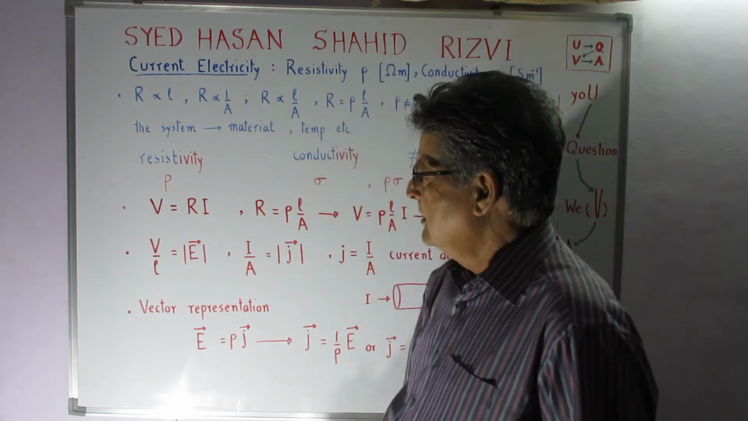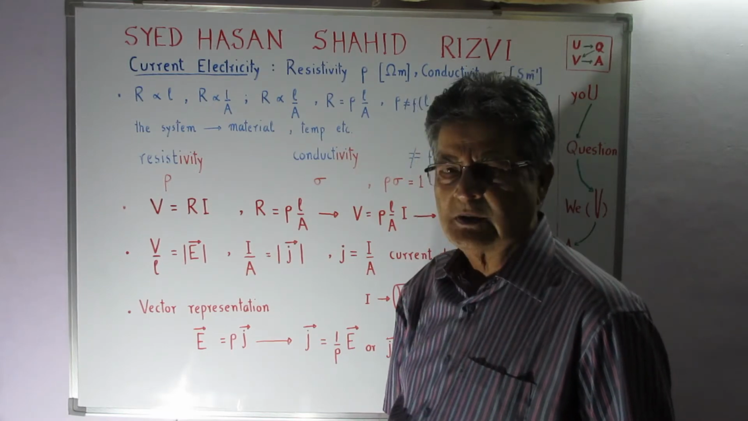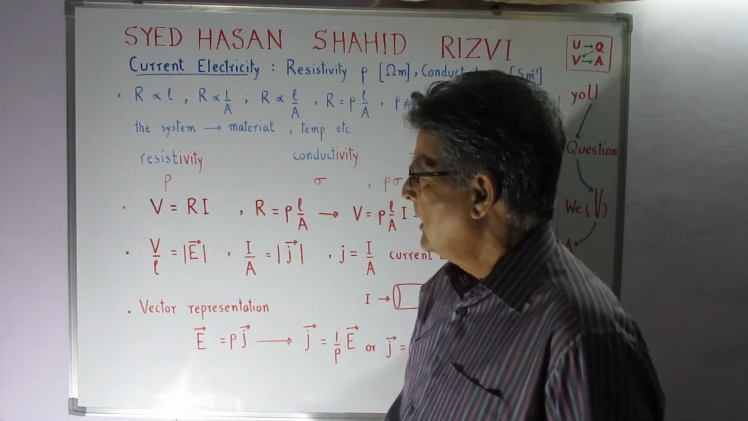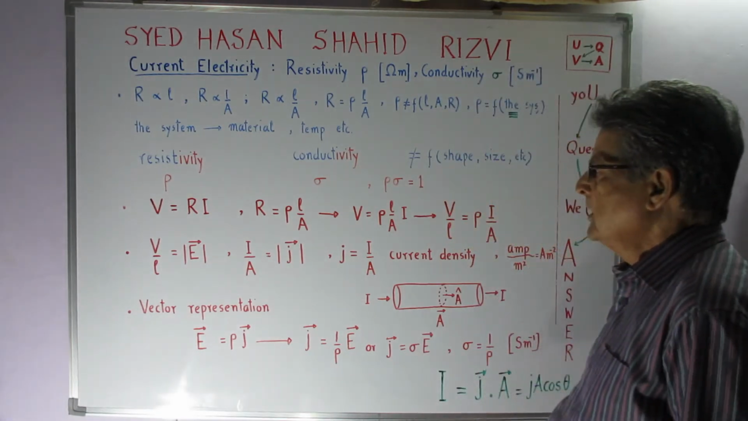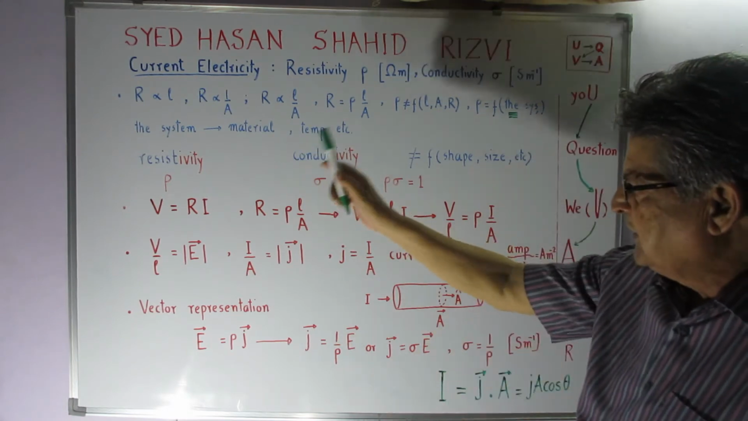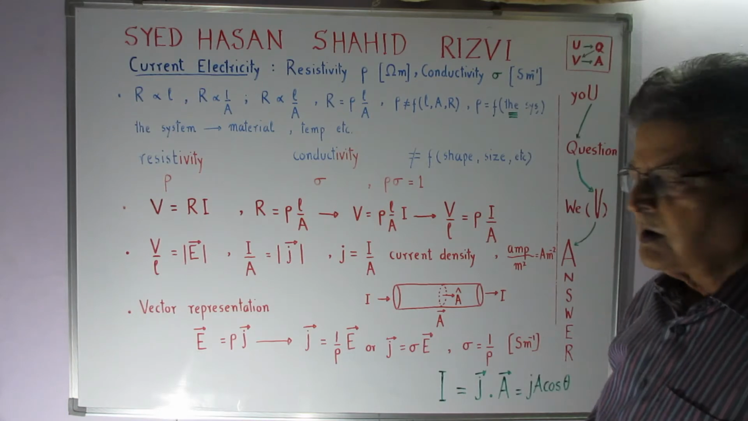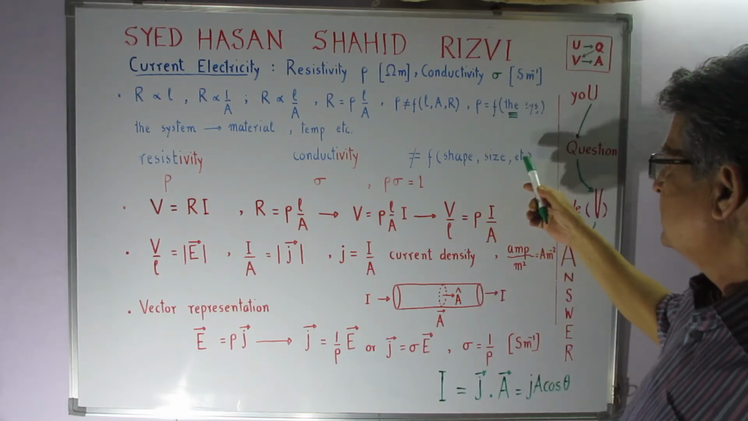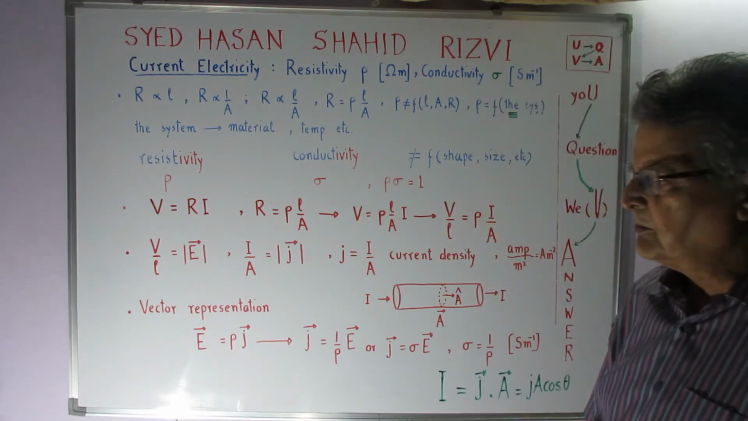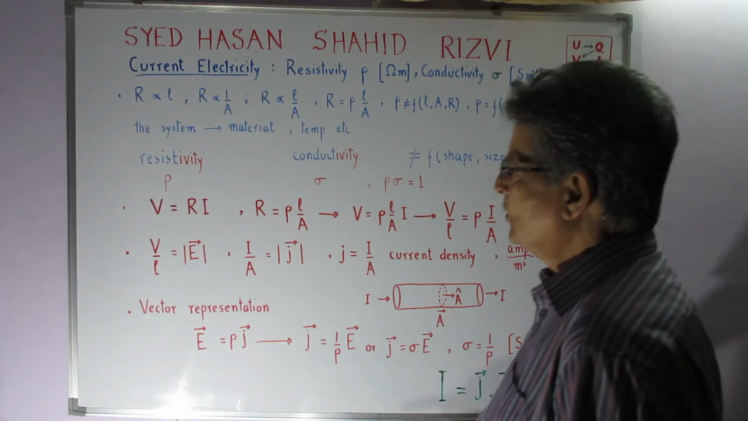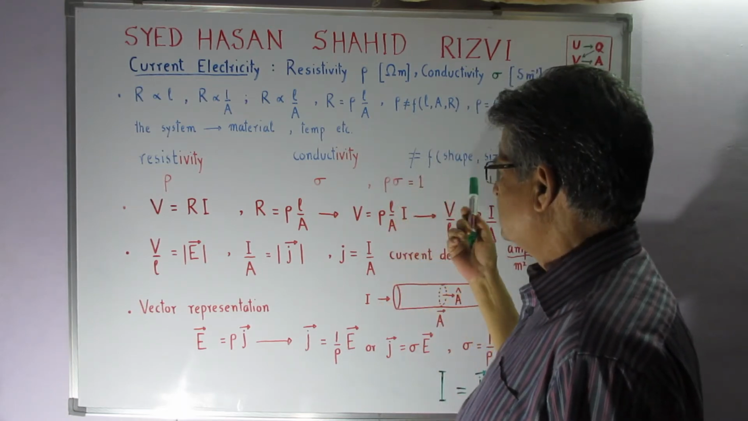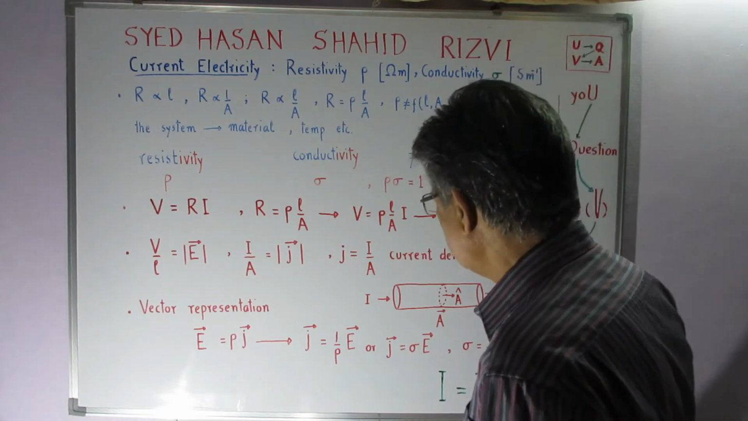So basically 80% of the research in the past several centuries has been of materials. What I'm writing here is very important: resistivity and conductivity do not depend upon the shape, size, or geometry of the sample. So we have rho and sigma, and rho into sigma is equal to 1. They are the reciprocal of each other.